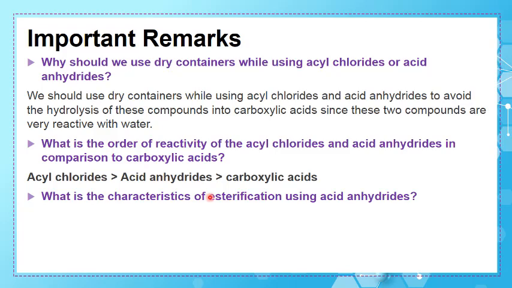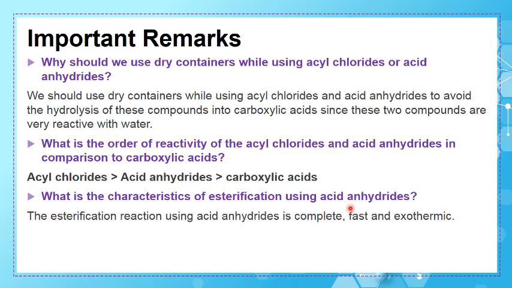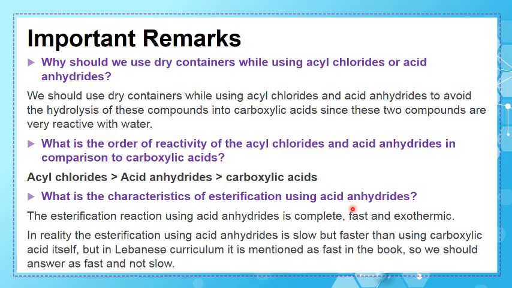What are the characteristics of esterification using acid anhydrides? So you have to say that it is complete, fast, and exothermic. The same question can be asked using acyl chloride. The same answer will be given. So here there is a remark to be made. In reality, the esterification using acid anhydrides is slow. It is not fast, but it is faster than using carboxylic acid itself.